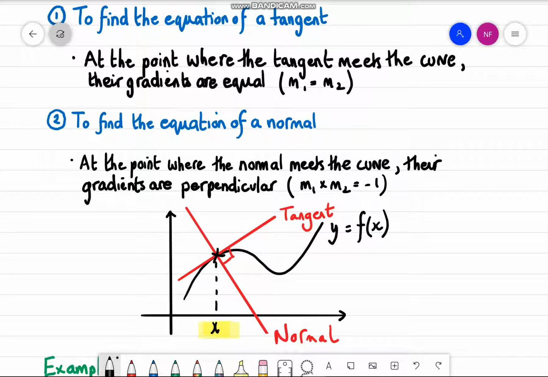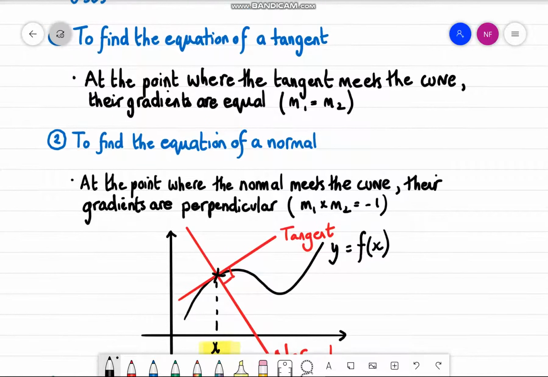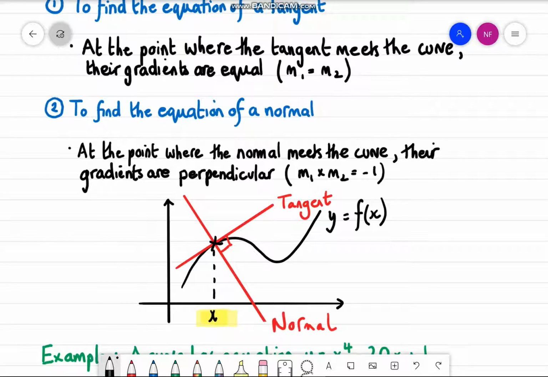m1 equals m2. The second use is to find the equation of a normal. At the point where the normal meets the curve, the gradient of the normal and the gradient of the curve are perpendicular. So again, m1 is the gradient of the curve, but in this case m2 is the gradient of the normal as opposed to the tangent. And we can say that m1 times m2 is equal to minus 1. Again, we can illustrate it down here. The normal is perpendicular to the curve at the value x.